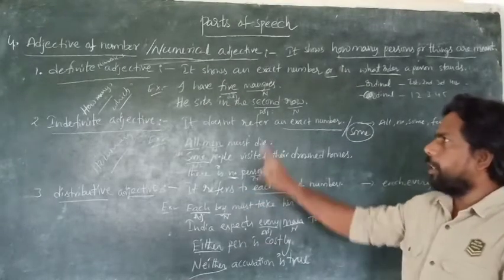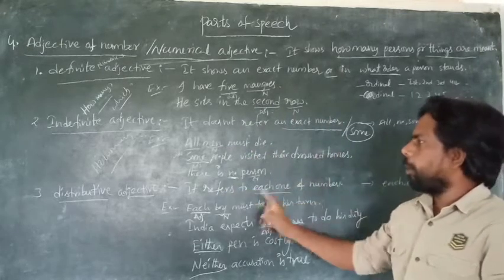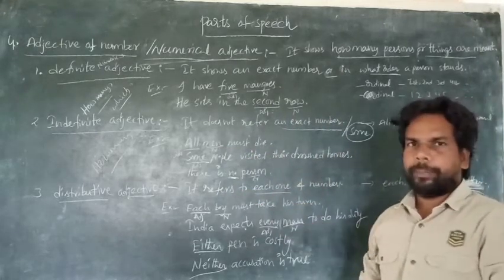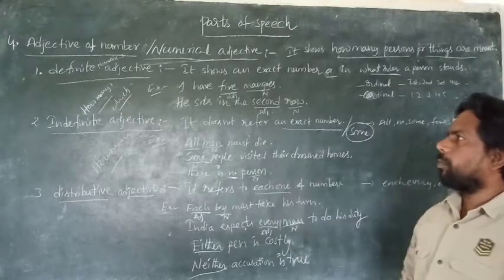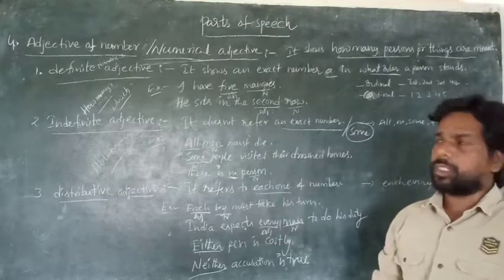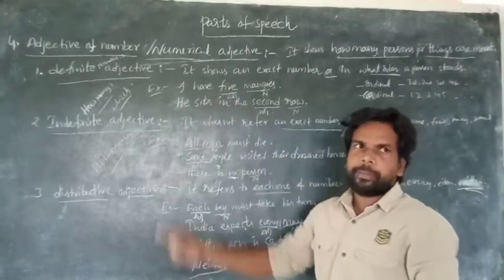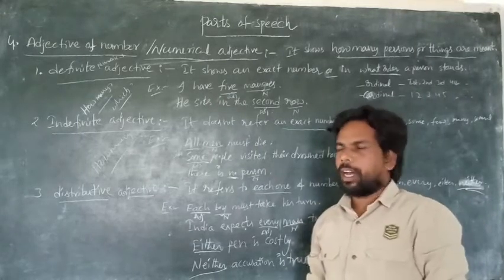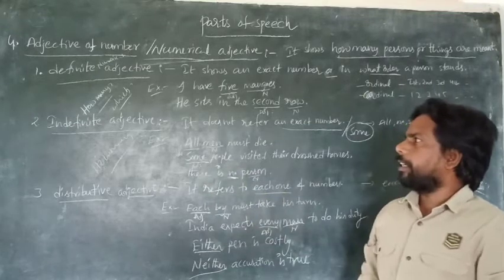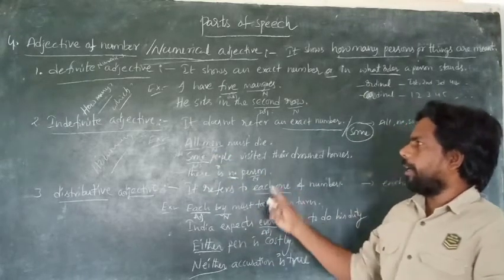Is it clear? So definite means exact number, indefinite means not exact number, distributive refers to each one of a number. Just go back to the previous lesson, pronouns. Definite or demonstrative pronouns are this, that, those. And indefinite pronoun: all, only all, not men.